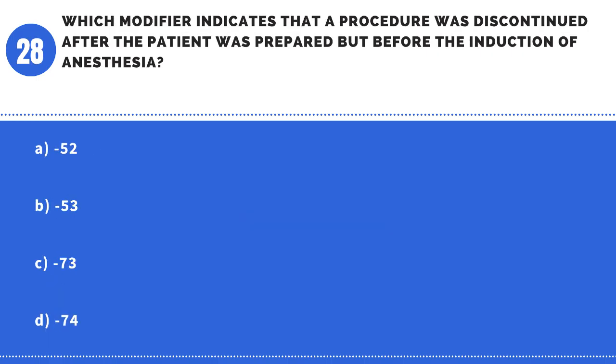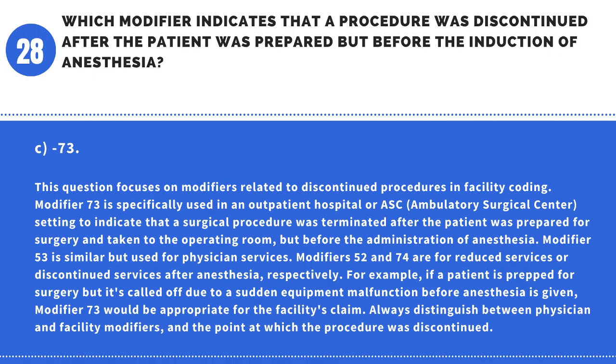Always choose the code that best describes the most extensive or definitive procedure performed during the colonoscopy. Question 28. Which modifier indicates that a procedure was discontinued after the patient was prepared but before the induction of anesthesia? A. -52. B. -53. C. -73. D. -74. Answer C. -73. This question focuses on modifiers related to discontinued procedures in facility coding.